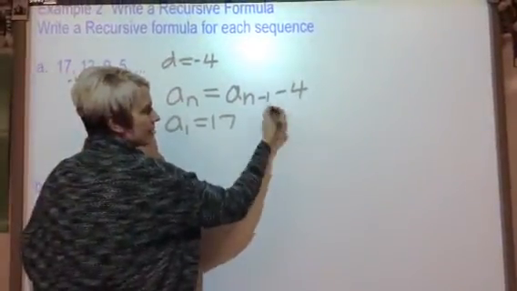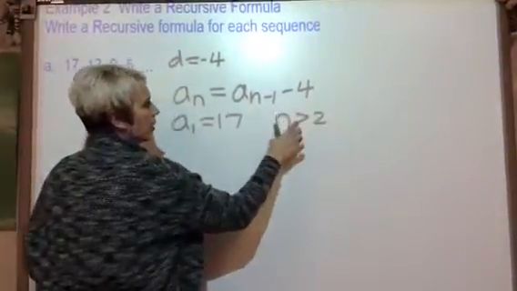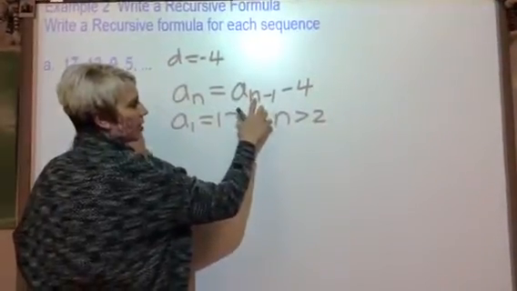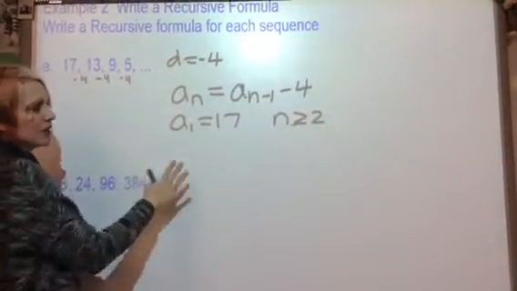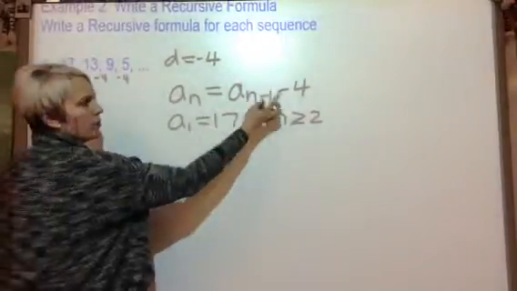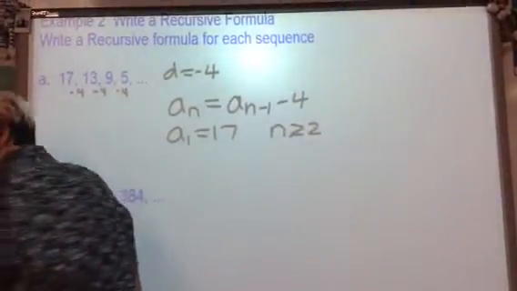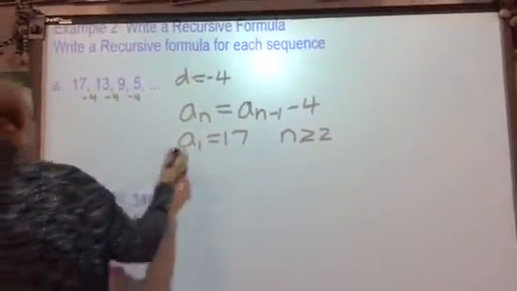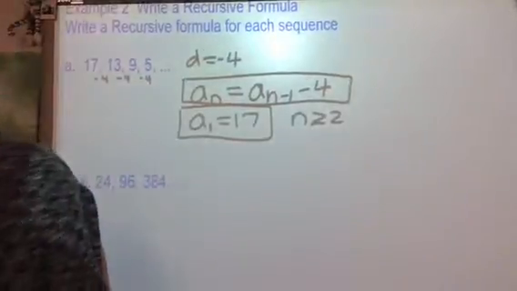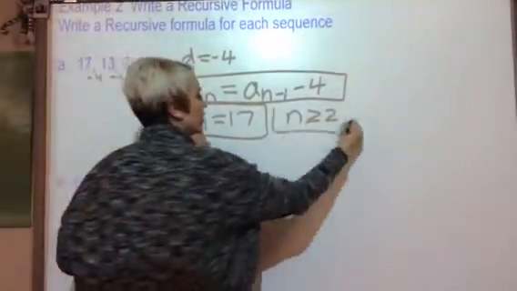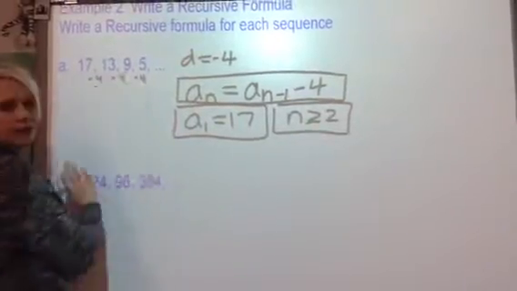So n has to be greater than 2, because it has to fit in here. It can be equal to 2, I guess, so greater than or equal to 2, but it can't be a 1. 1 minus 1 would be 0, and we can't have a 0 term, so it has to be greater than or equal to 2. So we have our first term, we have our recursive, and we have our domain. So that is a good example for this sequence.